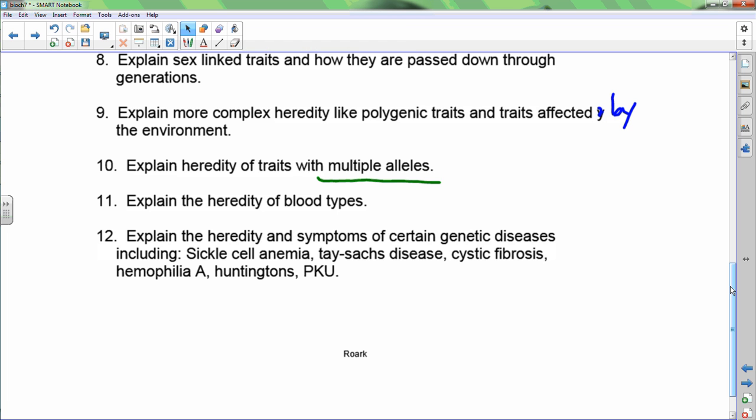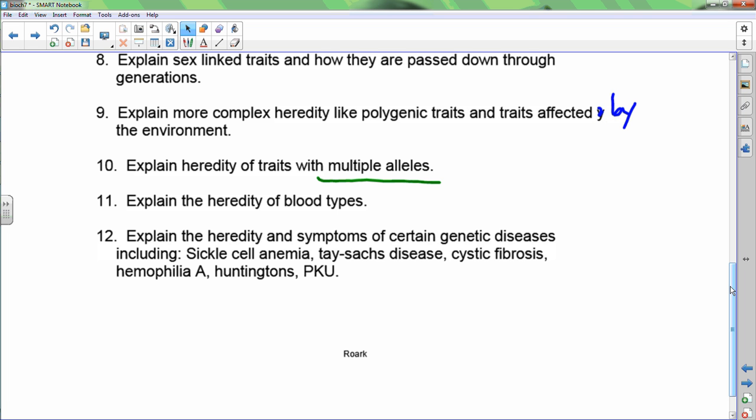Multiple alleles. Don't get this confused with polygenic traits. In polygenic traits, there's a bunch of different genes, maybe even on different chromosomes, that work together to make a trait. Multiple alleles is different. In multiple alleles, you still have one gene. You got two slots. There's just a bunch of different types of alleles that could go into those slots.